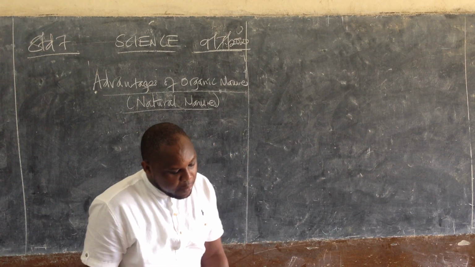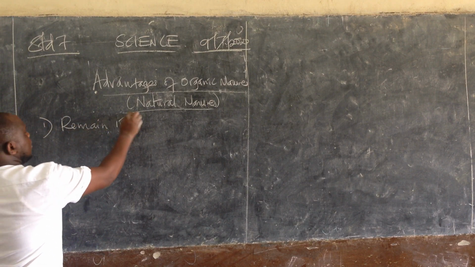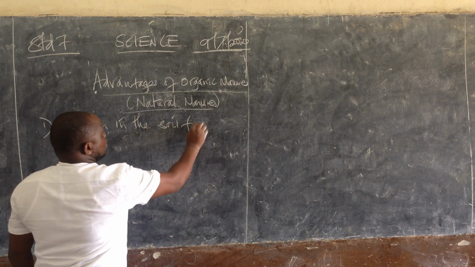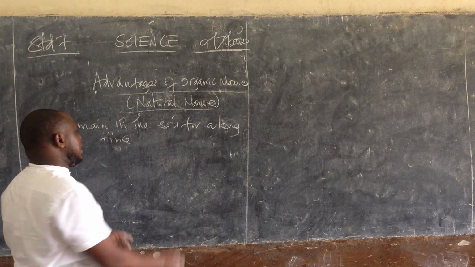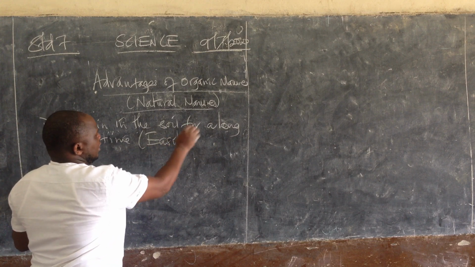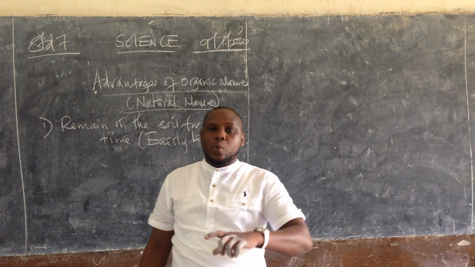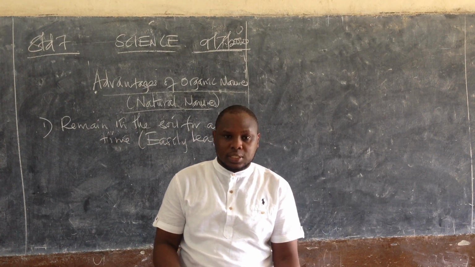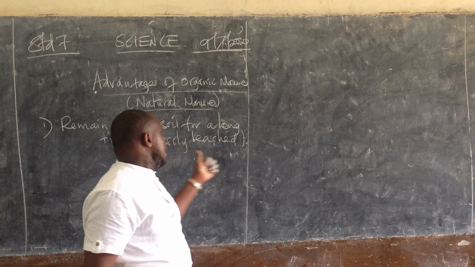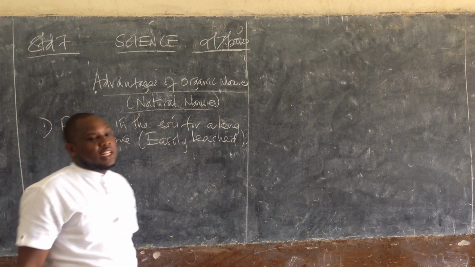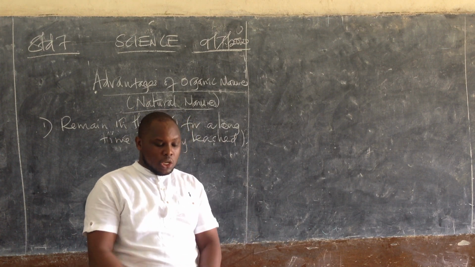Number one, they remain in the soil for a long time. What we are saying is that they are not easily leached. What is this leaching, learner? Leaching is the downward movement of nutrients in the soil. So there are those nutrients that, when you place them in soil, move downwards. That is what we call leaching. But these natural manures remain in the soil for a long time, meaning that they can continue supporting plants for a longer time as compared to inorganic fertilizers.